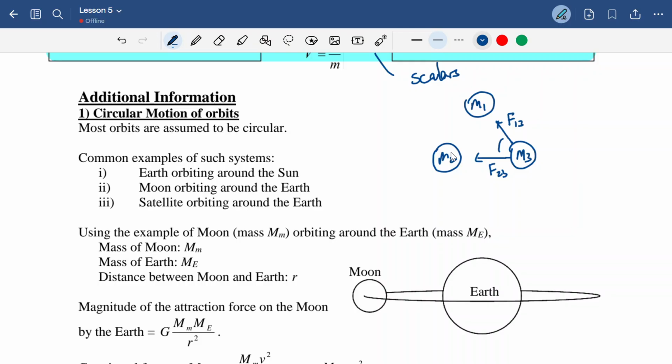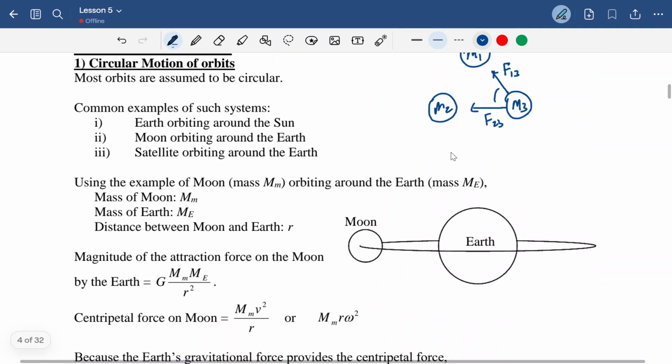So let's say for circular orbits, remember for circular motion, for things to move in a circular motion, you require a centripetal force, which is the resultant force on the object. So for orbits, let's say for the moon around Earth, the gravitational force of Earth on moon provides the centripetal force for the moon to orbit around the Earth. The moon also exerts a force back on Earth. This is Newton's third law.